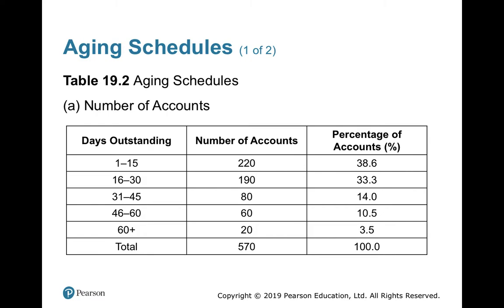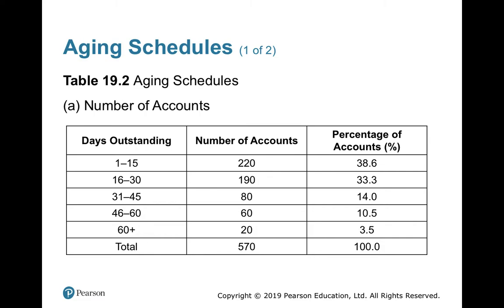Aging schedule is being done here on the basis of number of accounts. It can be prepared two ways, either on the basis of number of accounts or on the basis of dollar amount. Here we prepared it on the basis of number of accounts. The author has presented the aging schedule. Say for example, 1 to 15 days, number of accounts are 220. 220 customers are paying within 15 days. So 38.6% of your total receivables. So no need to disturb them.